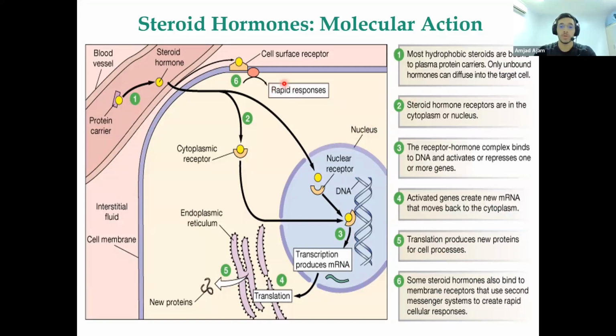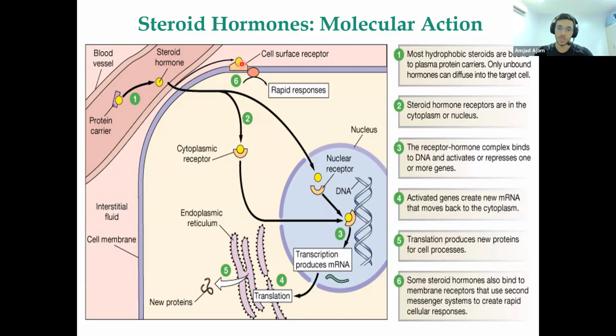Let's talk about the steroid hormone signaling pathways in the molecular picture. So this is the blood vessel. This is the bloodstream. We have a cell here. This is the cytoplasm, and this is the nucleus. So let's start here, number 1. The steroid hormones are always in the bloodstream bound to a protein carrier. Once they reach the cell they need to go to, they are released, and then they can penetrate the plasma membrane. Now for the steroid hormone signaling, we have 2 pathways.